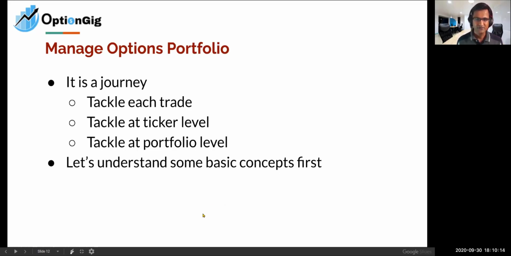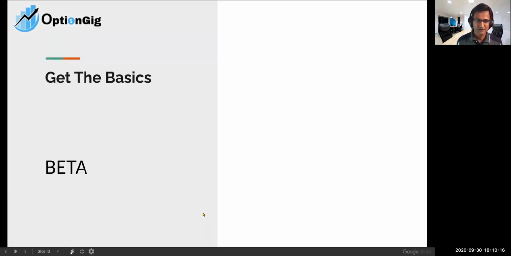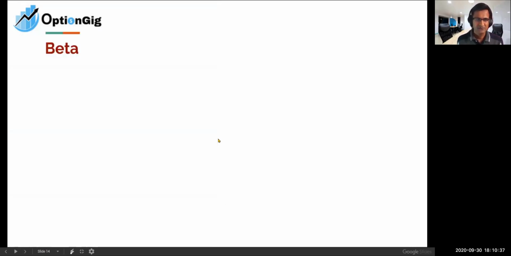So before we get into it, let's dive into some of the basic concepts. These are terms you might have heard before also. These are terms you will see in any investing journal, but how these terms like beta help us is what we're gonna dig into today. First one, beta.